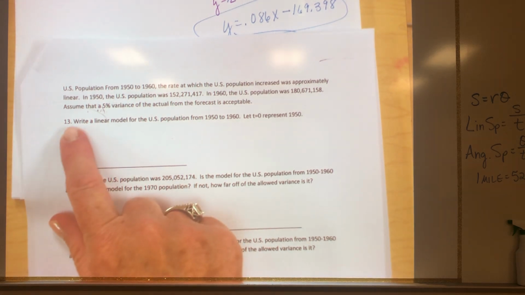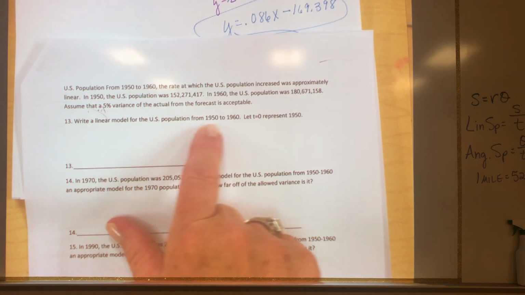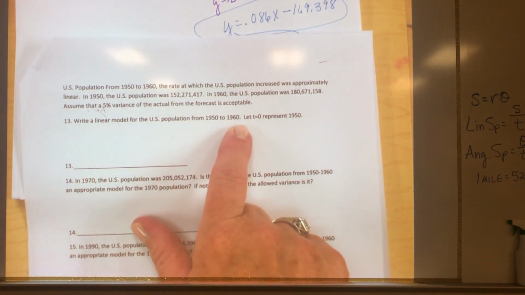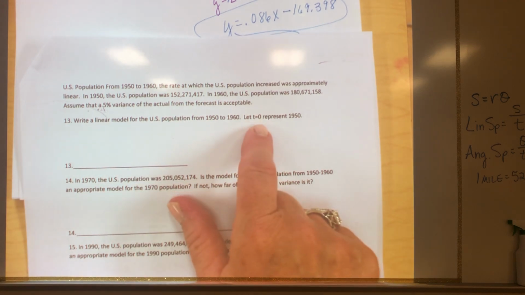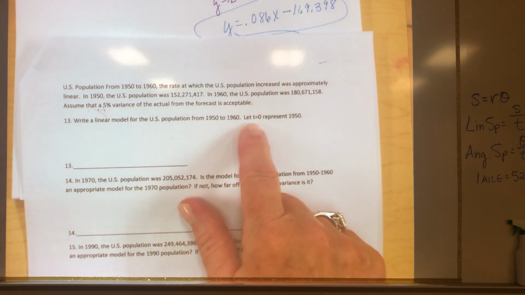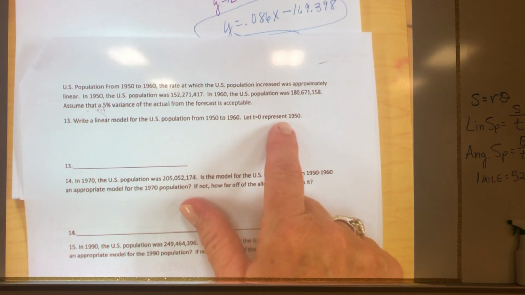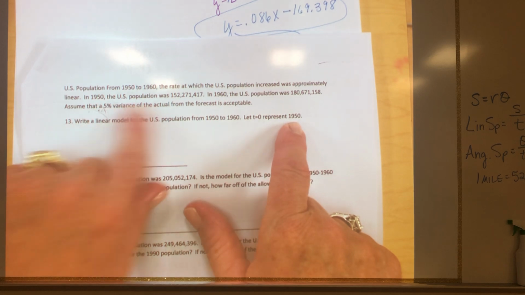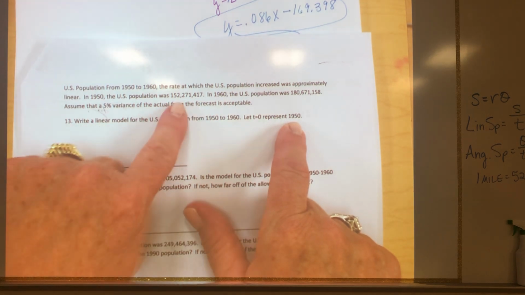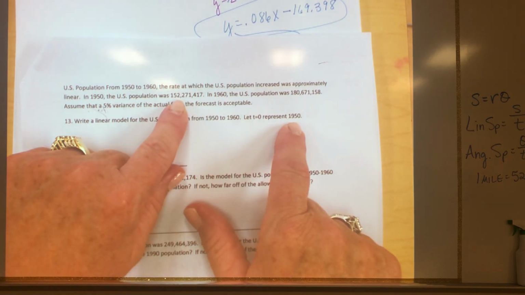Okay? Number 13 says, write a linear model for the U.S. population from 50 to 60. People, is that just what we did? Okay? Look at this right here. All right? So let t equals 0 represent 1950. That's going to change things, because then instead of this point being 1950, 152 million, it's going to be what?